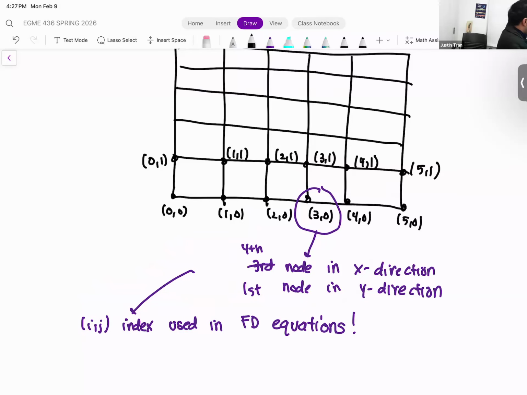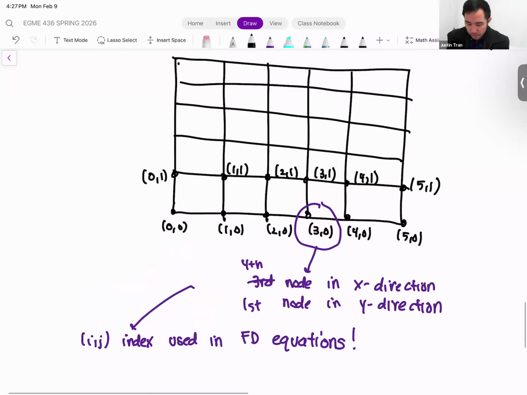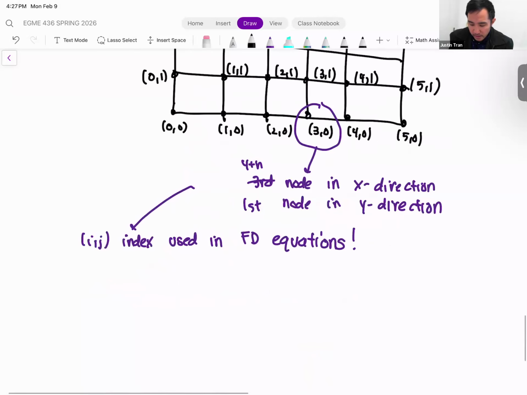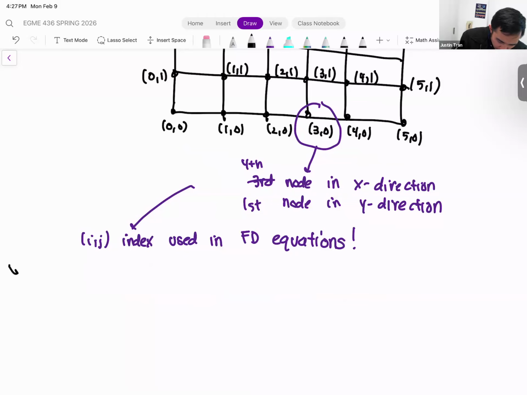Okay. So we have these two systems of numbering, right? An ID number and an index. So one thing that we are always going to have to do for any 2D or 3D problem is be able to convert between these two different labeling schemes.